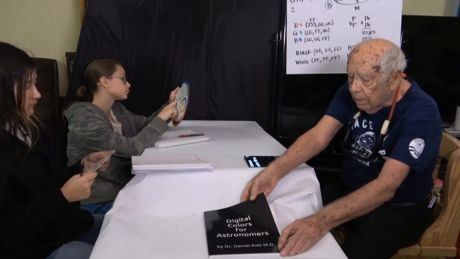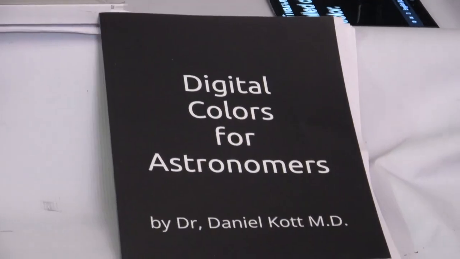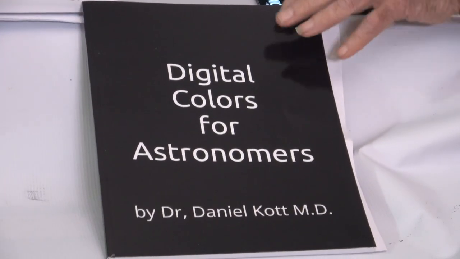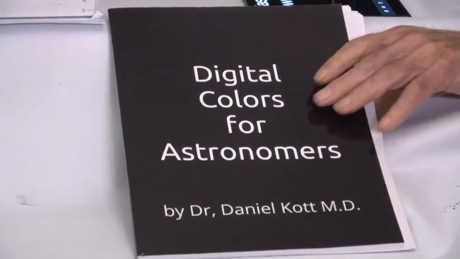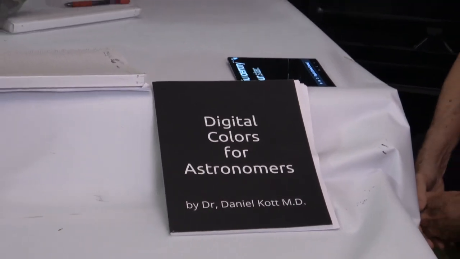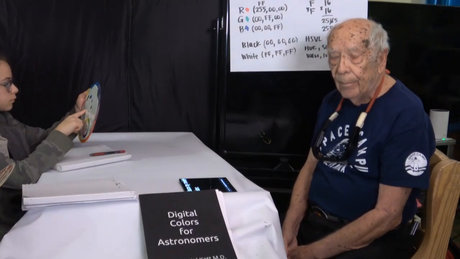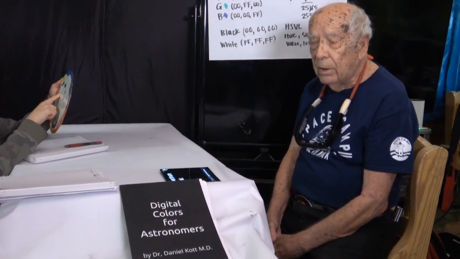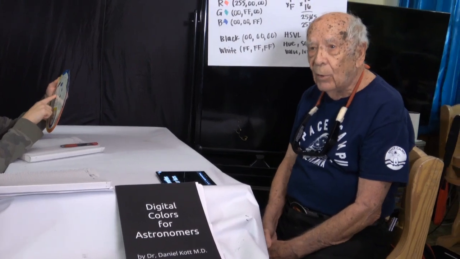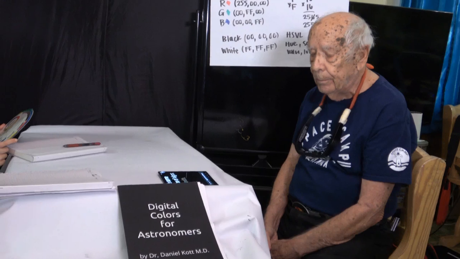We've written a book on Amazon called Digital Colors for Astronomers. In astronomy now, this is mandatory. You identify your stars and different things in space by their color spectrum. Just like the camera identifies your face so it knows who you are, with the same type of algorithms.